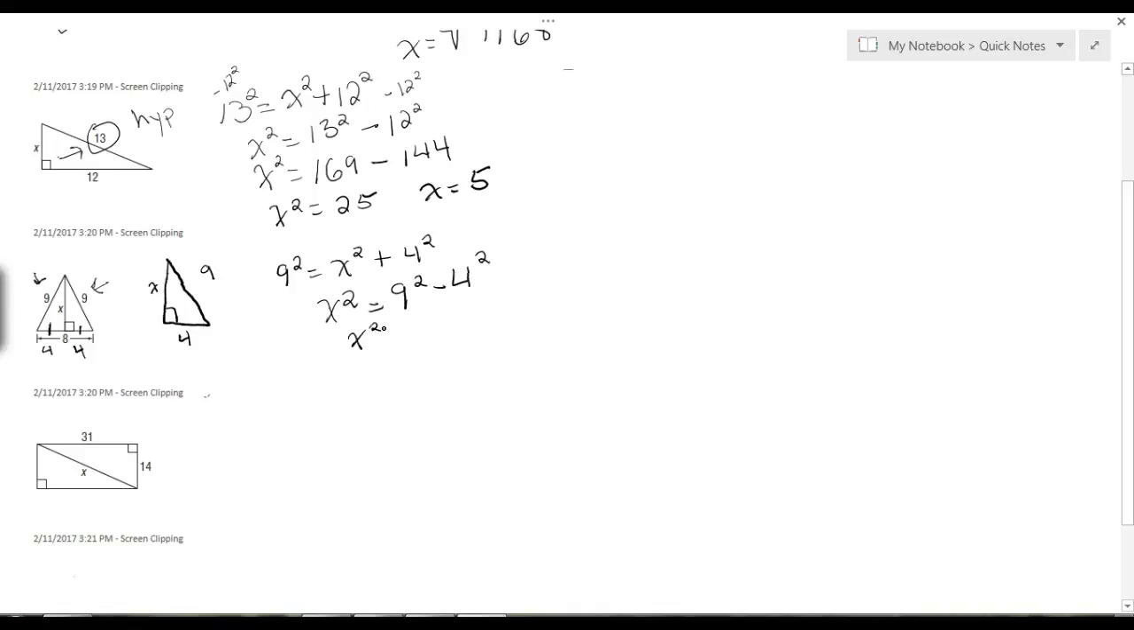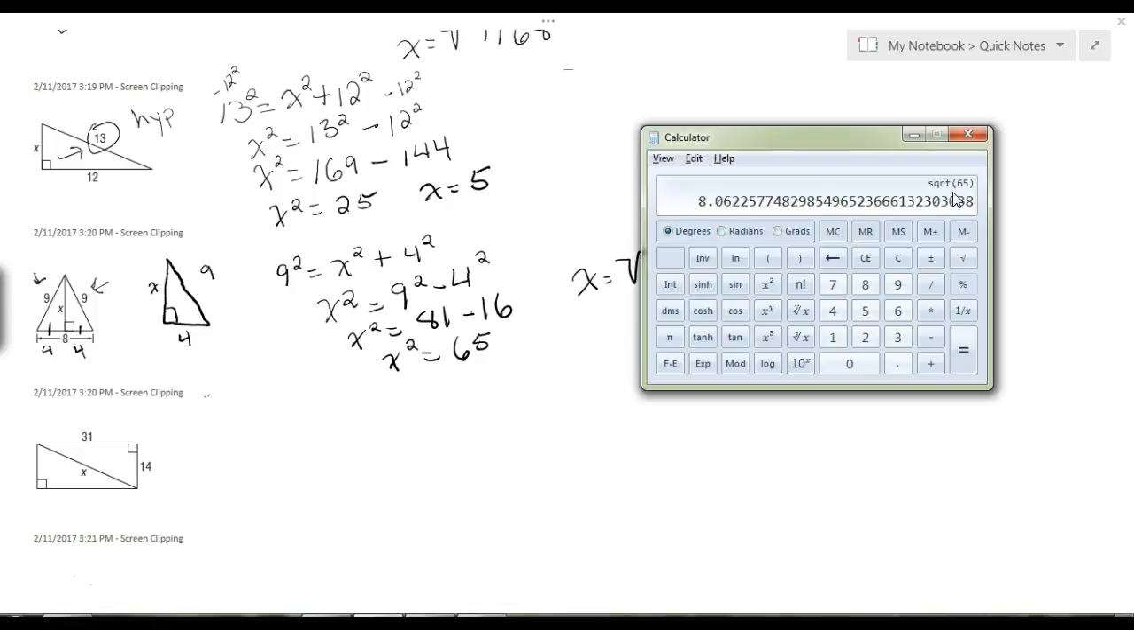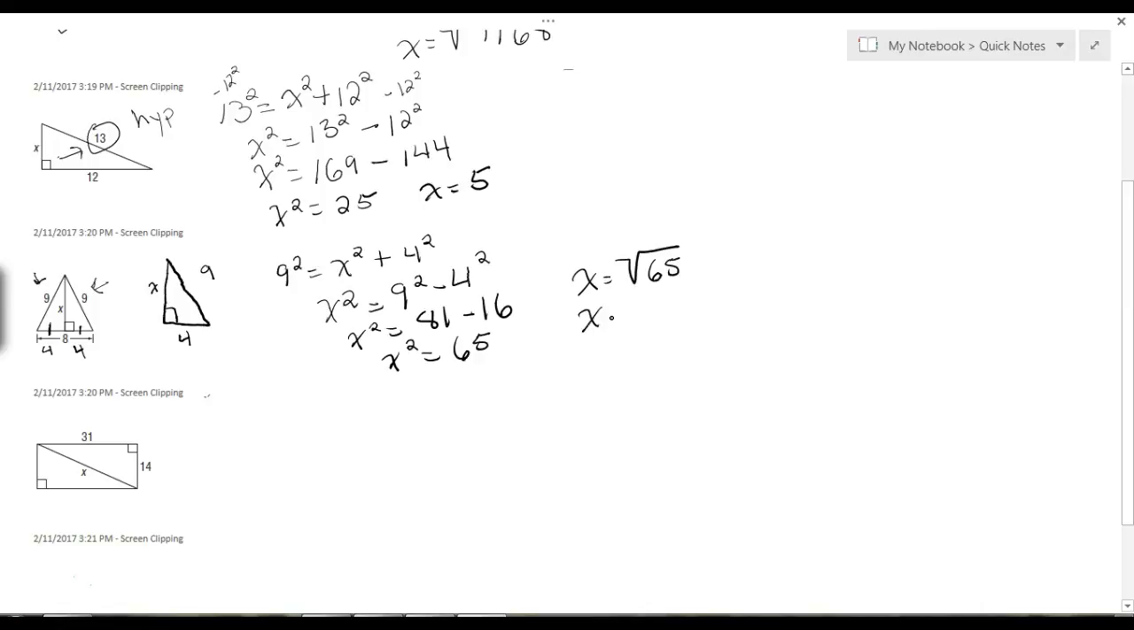So x squared equals 81 minus 16. 81 minus 16 equals 65. So x is going to equal the square root of 65. I put that into my calculator already. The square root of 65 equals 8.06. So I'm going to round that to 8.1. So x equals 8.1.